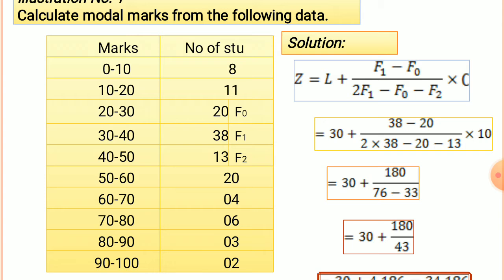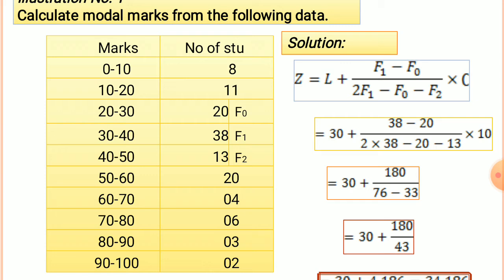So therefore 38 is called f1. The frequency preceding the model class, 20, is f0. The succeeding frequency of the model class, 13, is f2. So therefore f1 is 38, f0 is 20 and f2 is 13. The model class is 30 to 40 because it has the highest frequency.